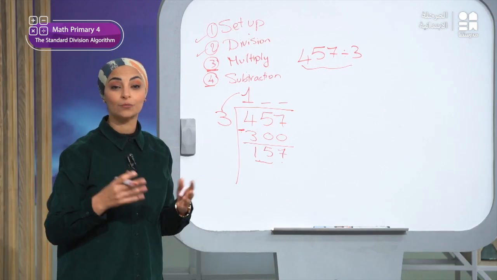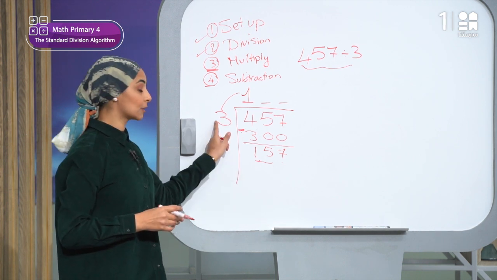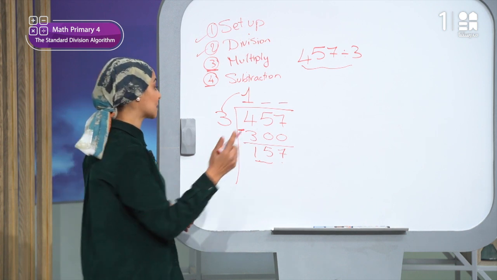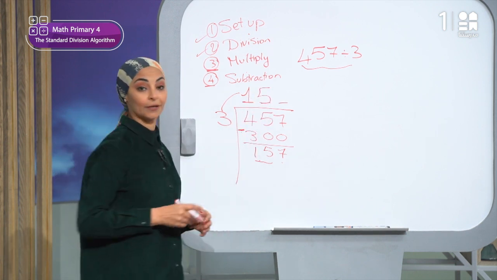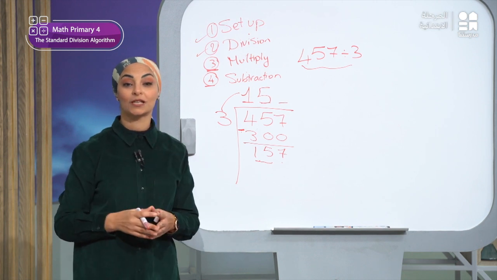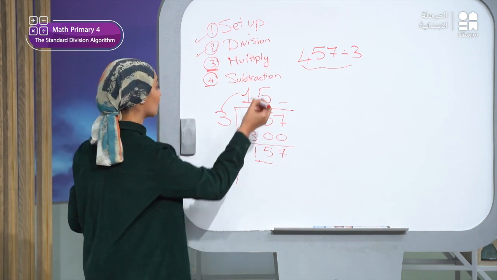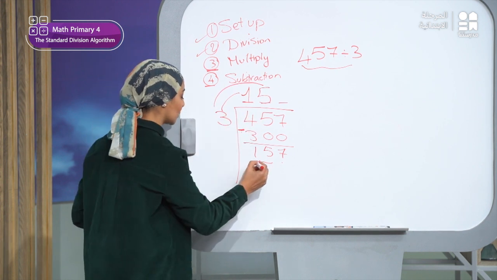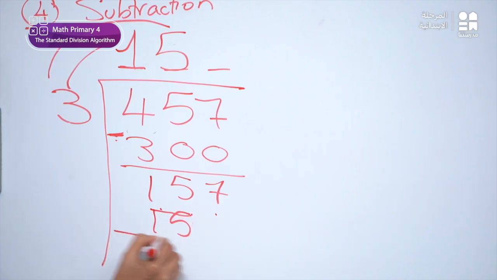15 divided by 3 equals what? 15 divided by 3 gives me 5. So I will write the 5 in its place, which is up here. Then what should I do? I will move to the next step, which is multiplication. I will multiply 5 times 3. 5 times 3 gives me what? Gives me 15. I will write it here.